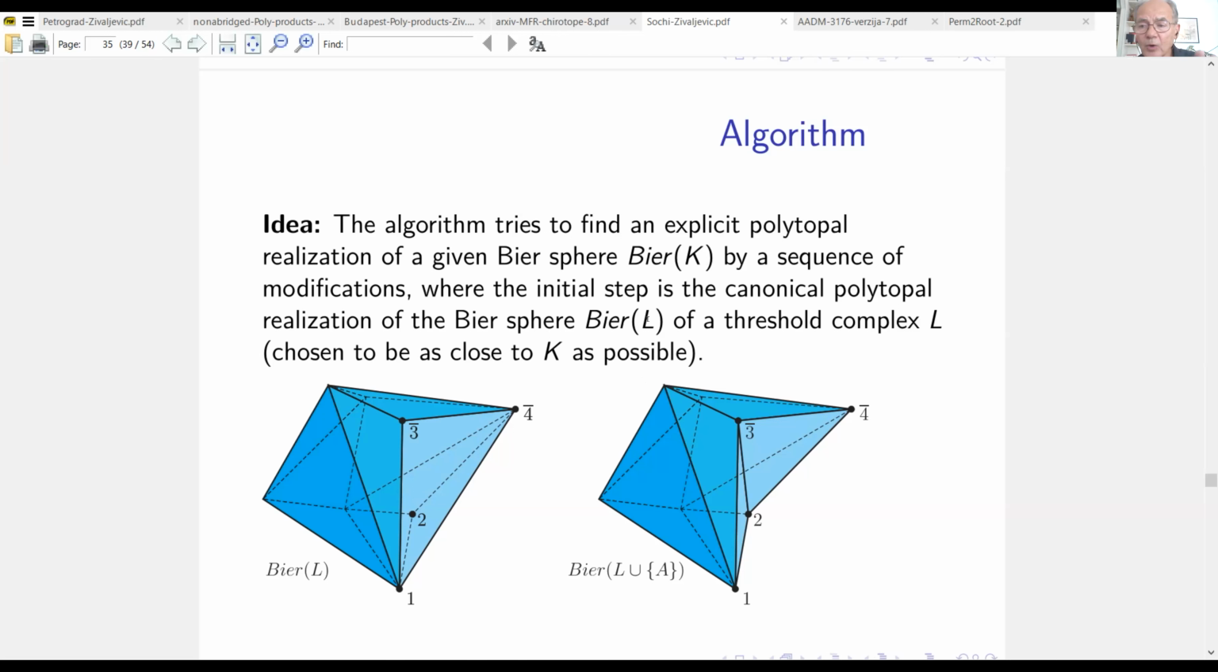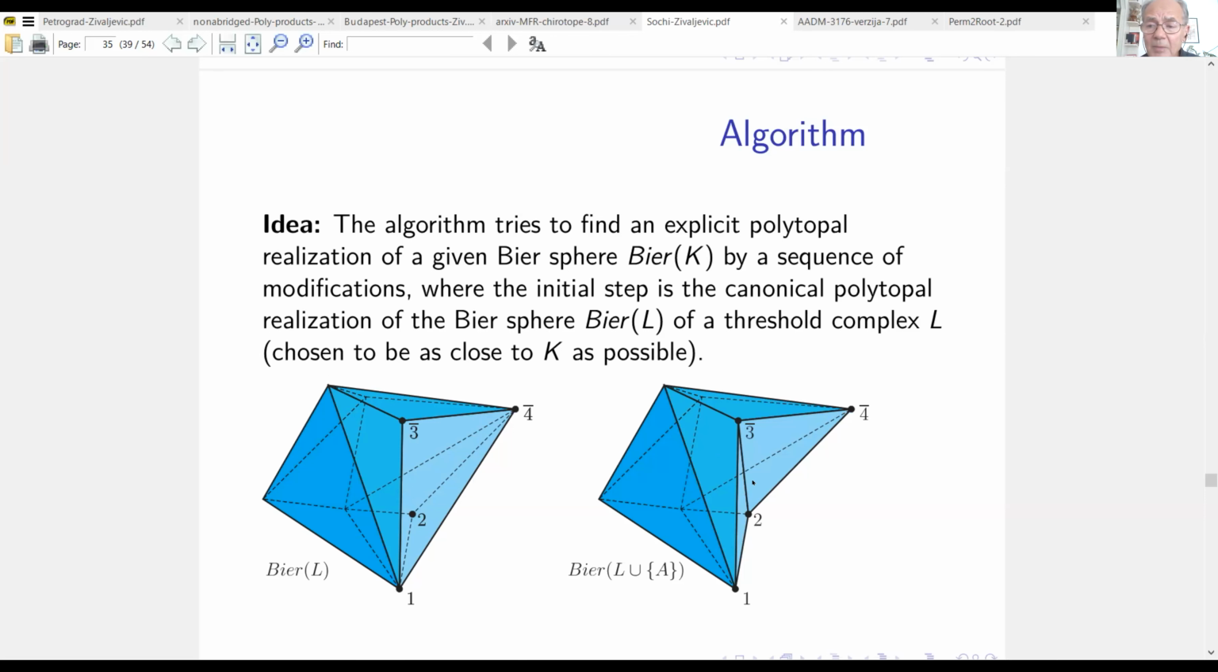And we want to compare the canonical star-shaped realizations of these 2 complexes. On the left is the star-shaped realization of the threshold complex, which is, as we know, polytopal. And the corresponding star-shaped realization of Bier K is obtained by some form of geometric stellar modification. Like you see, you take the polytope on the left and then cut out a wedge, and it is no longer polytopal. It is not convex anymore.